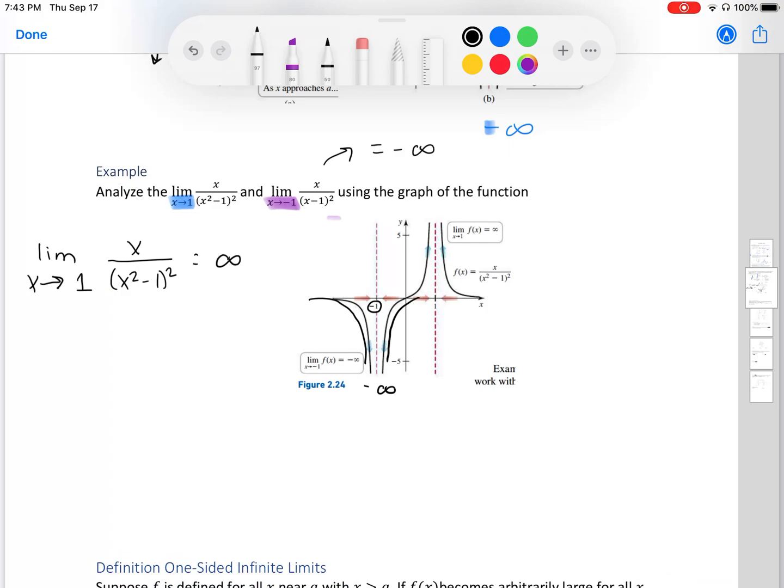And again, all these images and all these examples are from your textbook. So if you want to read more or just see different phrasing, different wording, I invite you to check out your book.